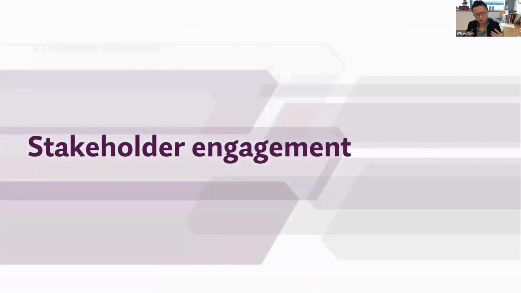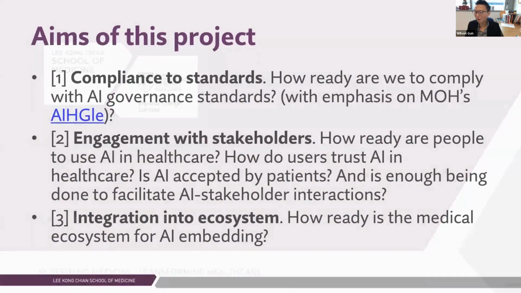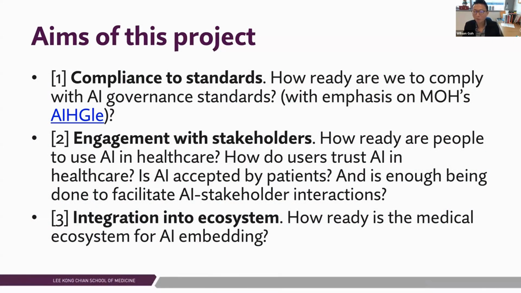Okay, so to segue into what I just mentioned about implementation and stakeholder engagement, I'm going to talk about this AI governance project that I alluded to earlier. So this project has a very interesting title. It's about how ready are we to trust using AI in medicine. And there are three components to this. We're looking at compliance to governance, engagement of stakeholders, and integration into medical system. So this is an ongoing project, but I'd like to share with you some of our findings that we've got to at this point. We are in the second year of the project and things are getting more and more interesting, all right?